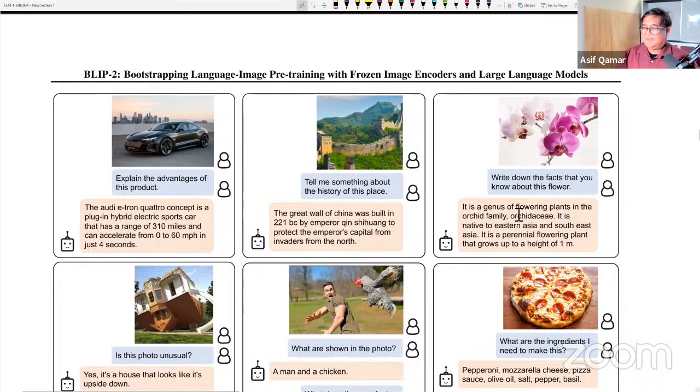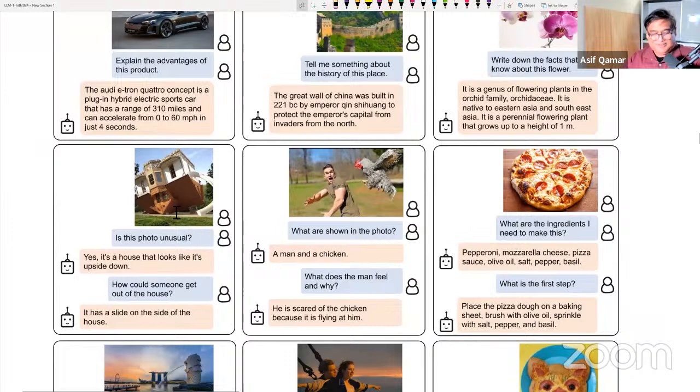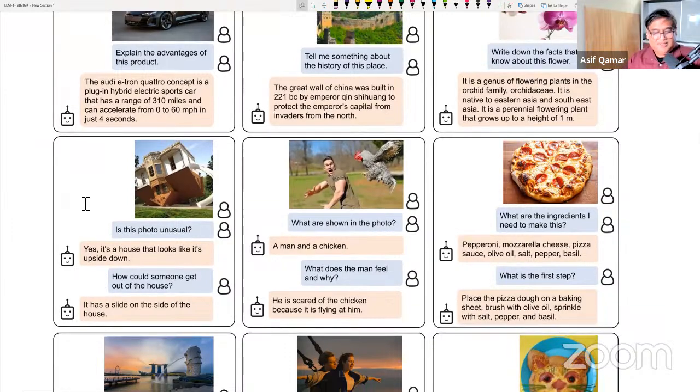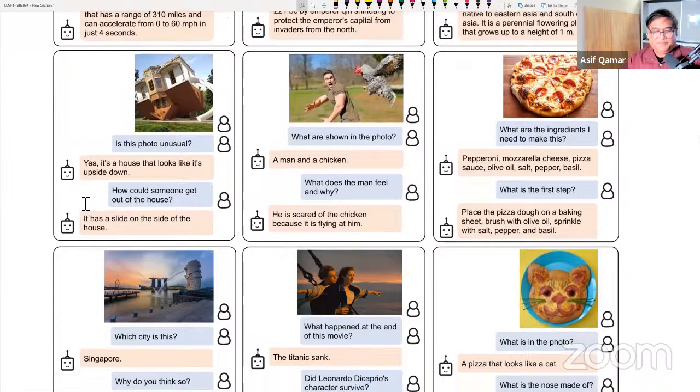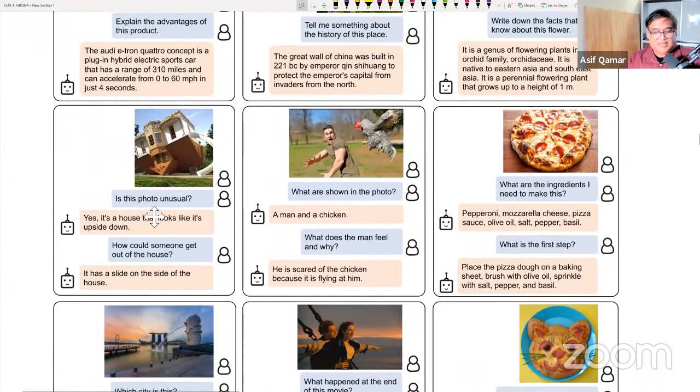Let's look at this. Write down the facts that you know about this flower, and it will tell you it's an orchid. But here's the best part. Look at this guy. The second row, you see that this is an unusual image, isn't it? You ask it, is this photo unusual? And it says, yes, it's a house that looks like it's upside down.